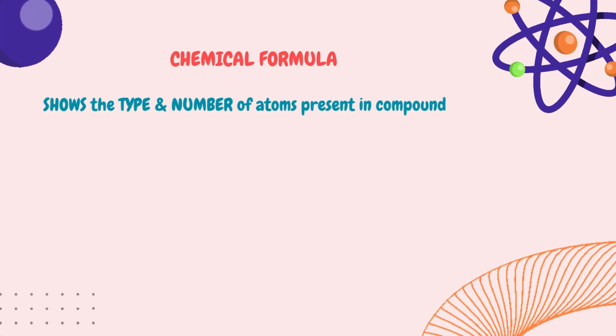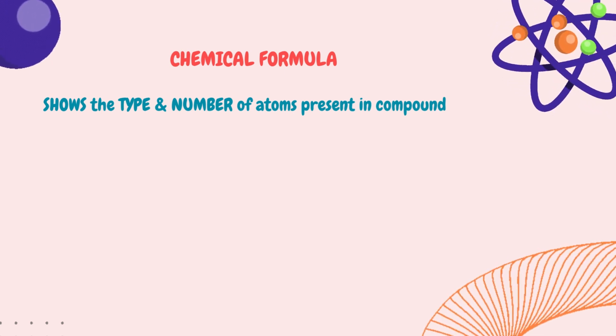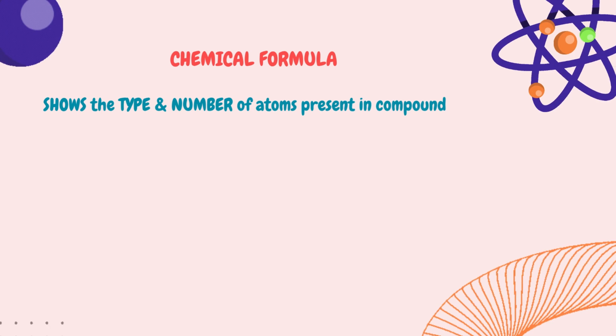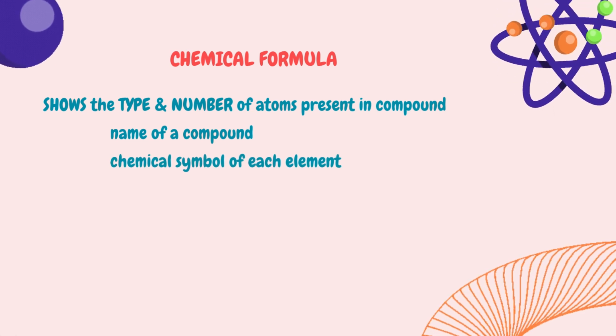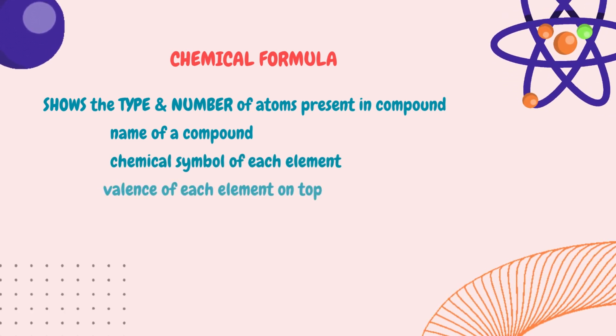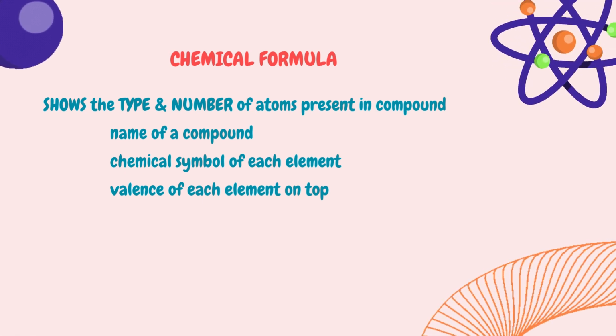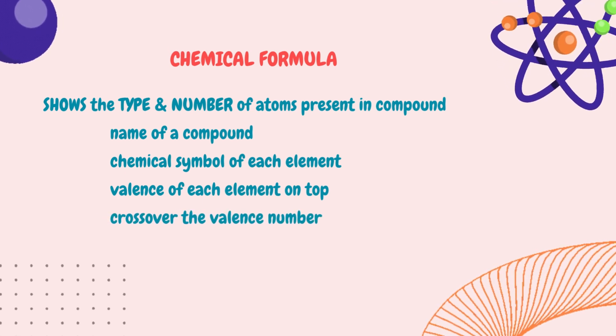To recap, a chemical formula shows the type and number of atoms present in a compound. To write a chemical formula for a compound, first, write down the name of a compound. Write down the chemical symbol of each element in a compound. Write the valence number of each element. And finally, cross over the valence number of elements.